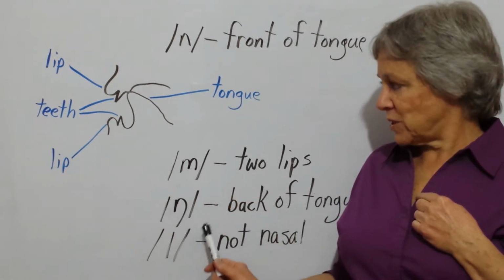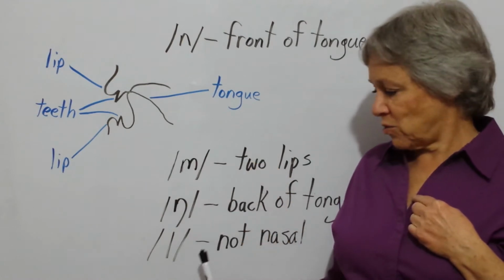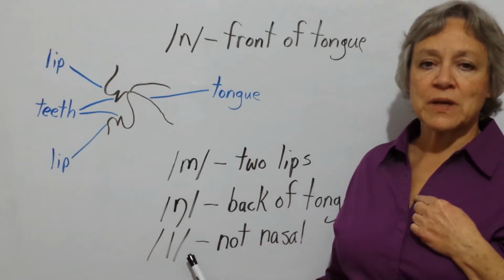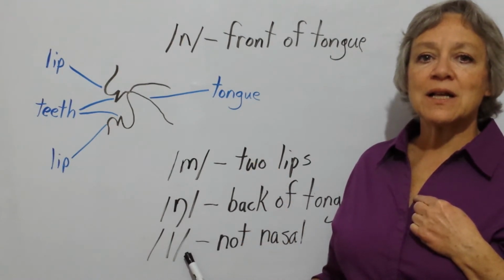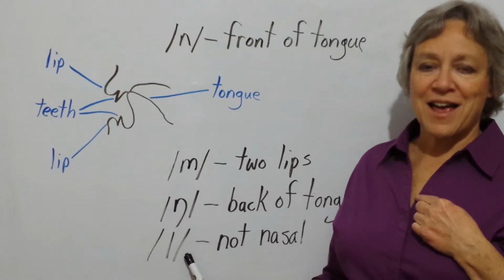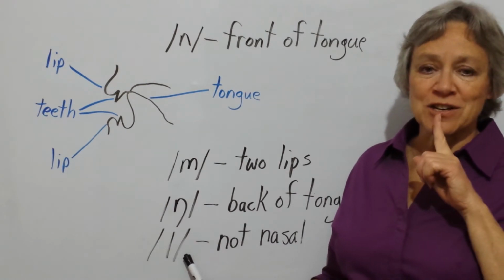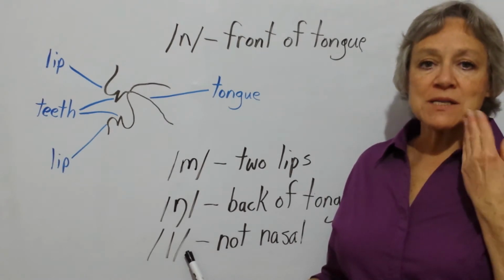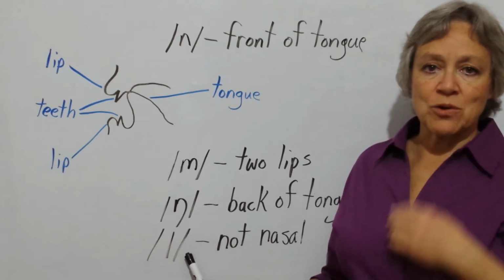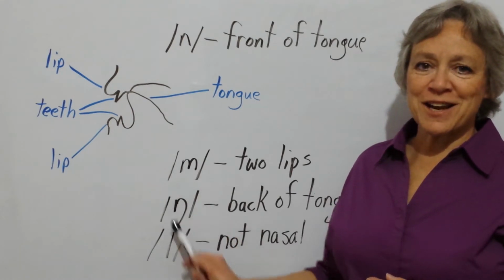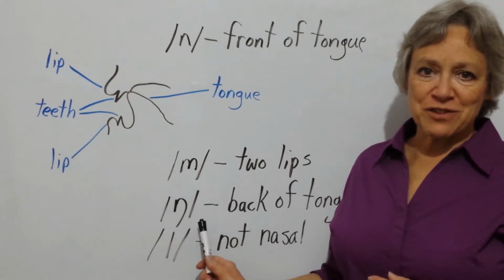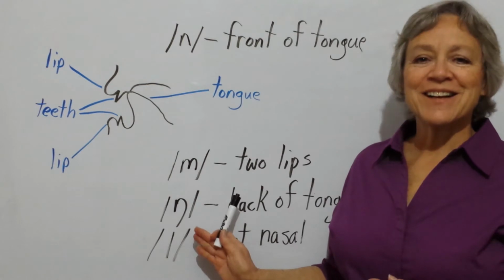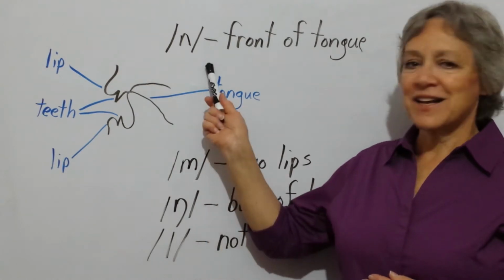Other people confuse the n sound with o. This sound has the same tongue position, but it is not a nasal sound. So with this one, we are releasing air through our mouth, not through our nose. If you're interested in any of these other sounds, please see my other videos about those sounds. This video is about n.